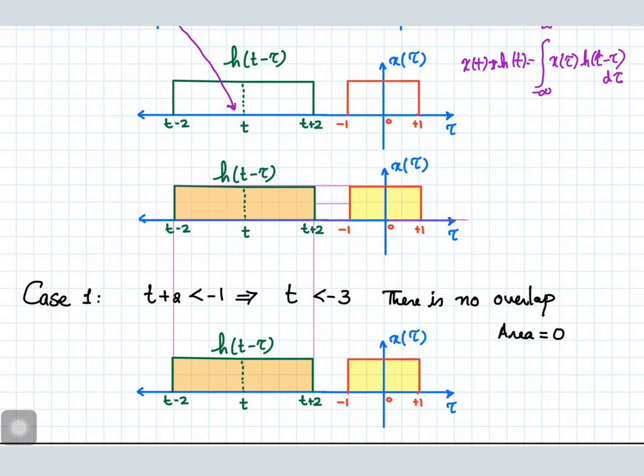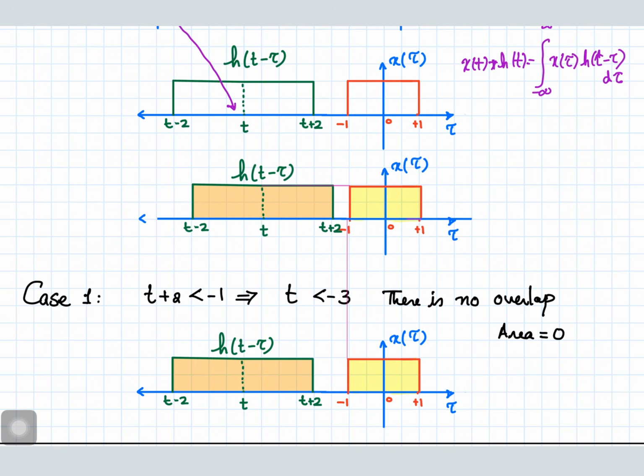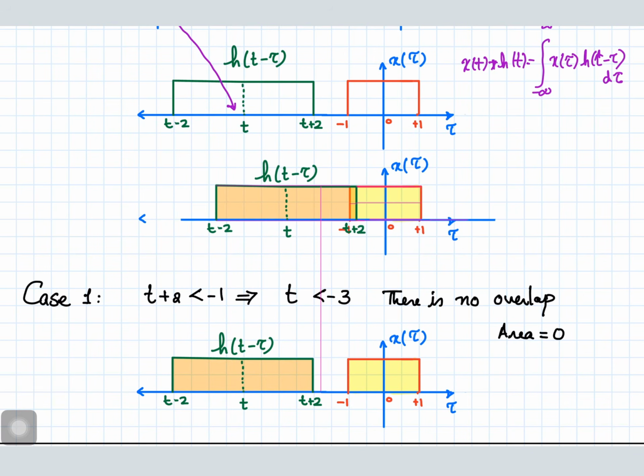So basically what we do in the convolution, we change the time, and one signal is basically moved through the other, that you can see over here. So before that, area overlap is 0, and once the time t is increasing such that t plus 2 is greater than -1, area overlap will be increasing.